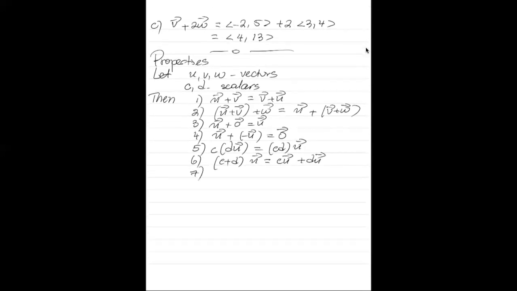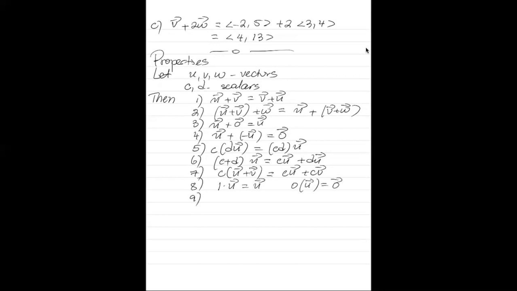Number 7, c times u plus v, we can distribute c times u plus c times v. Number 8, number 1 times the vector u is vector u itself. 0, however, times the vector u is equal to the 0 vector.